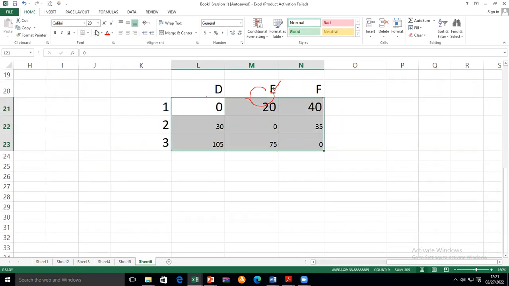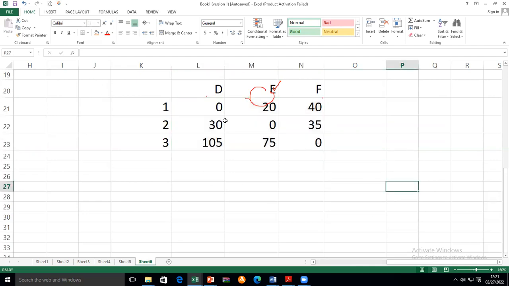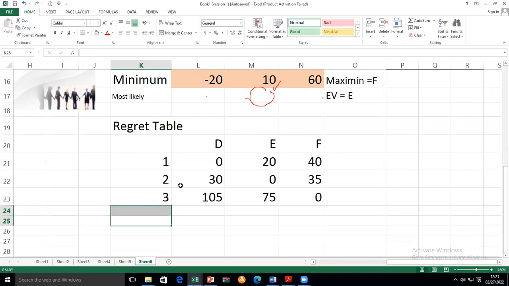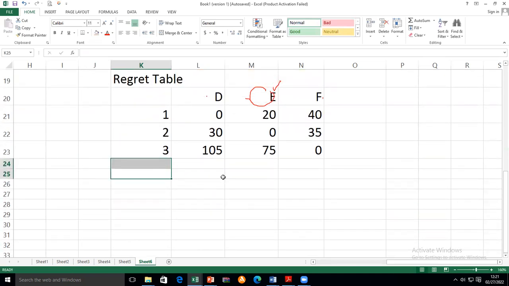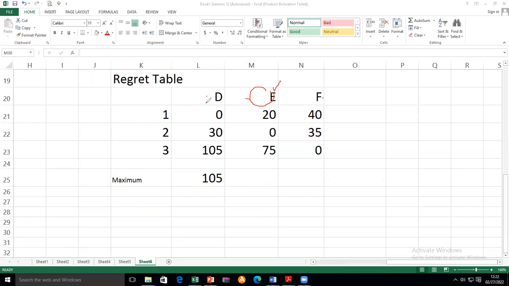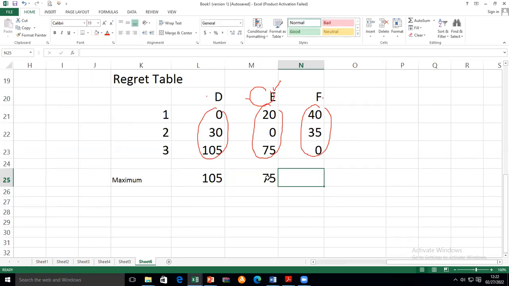So these are the levels of regret that we carry. What do we call this? We call this a regret table. The rule is called minimizing all the maximum regrets. So you come here, you say, what are the maximum regrets? The maximum there is 105. Where are we getting it from? We are looking at these here. What's the maximum here? What's the maximum there? Here, 25, and there, 40.